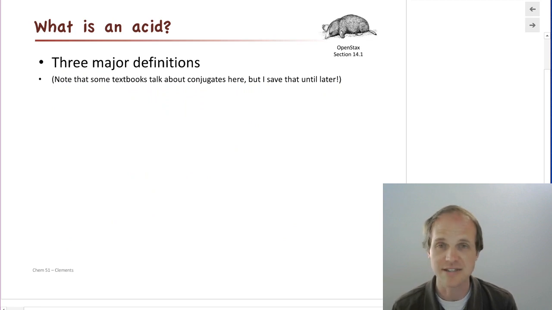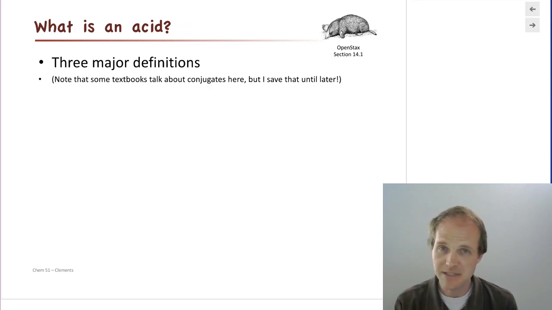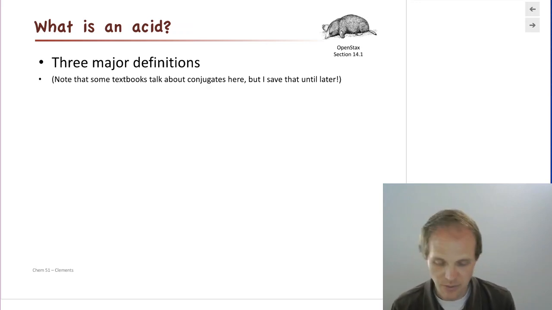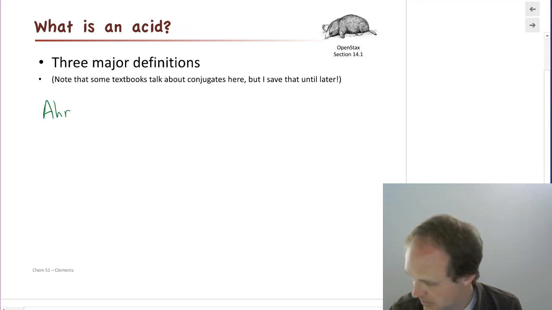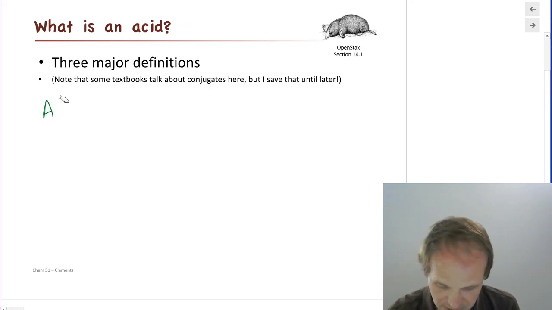So, what is an acid? There are three major definitions for an acid. One of them is by far the most common, but we're going to talk about them. Some textbooks will also talk about conjugates here, but I talk about that in a different place because I like it better there. So, we're going to talk about the three major definitions. One is the, I'm sorry, I don't know why I put that H first, the Arrhenius definition.